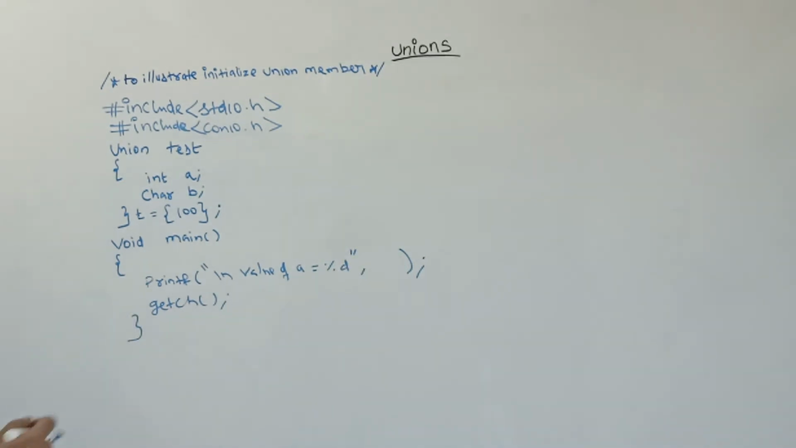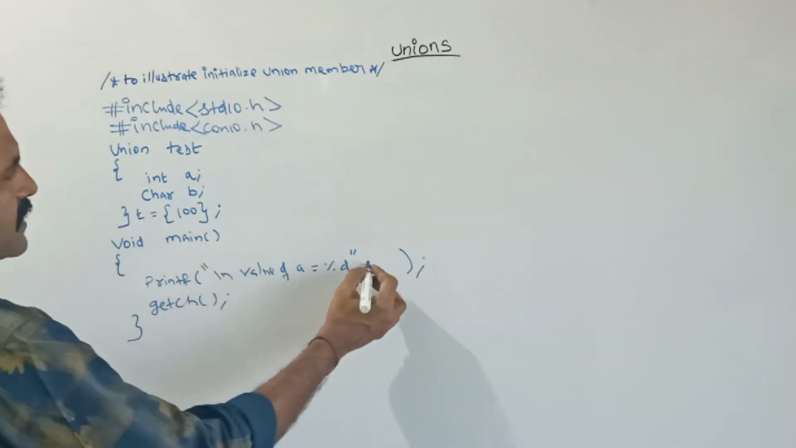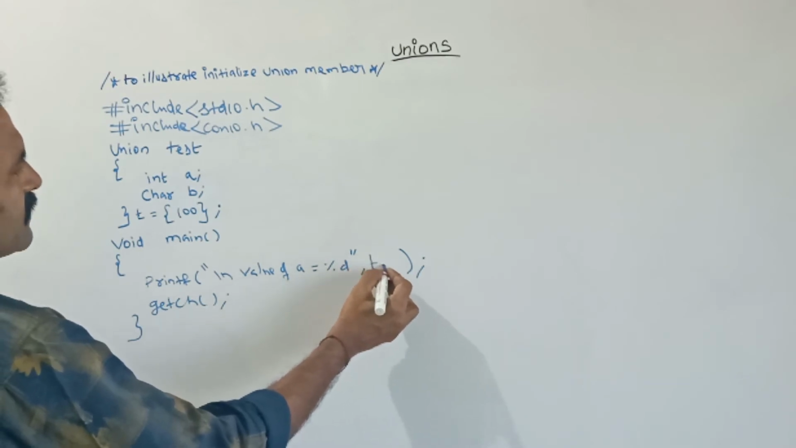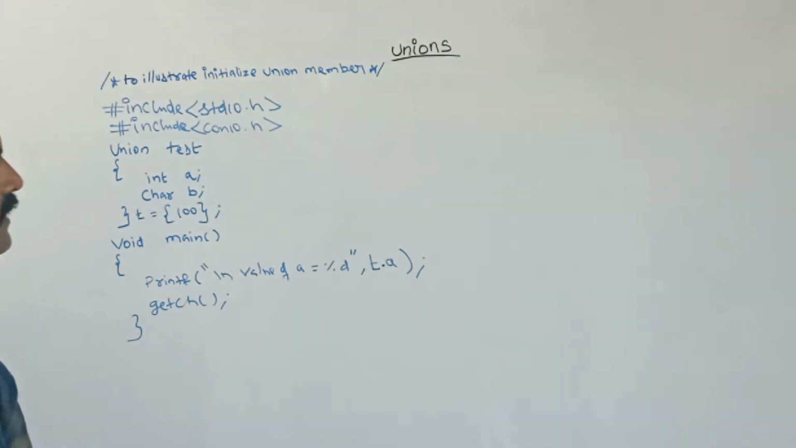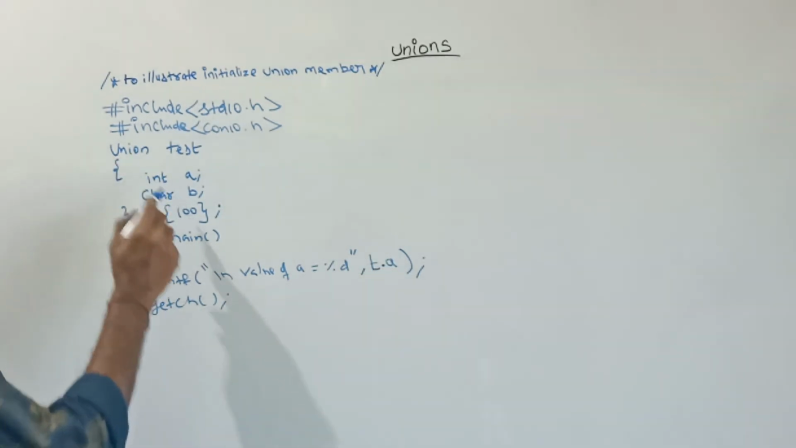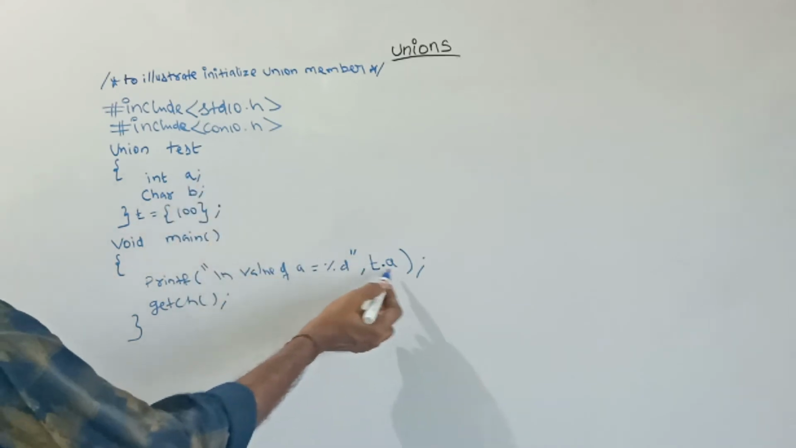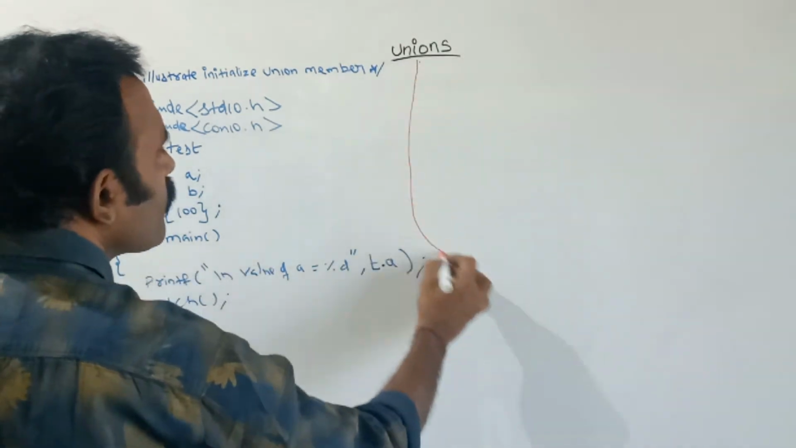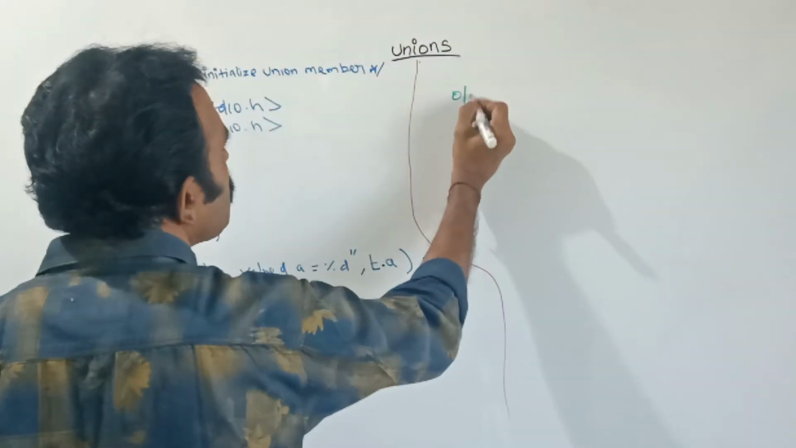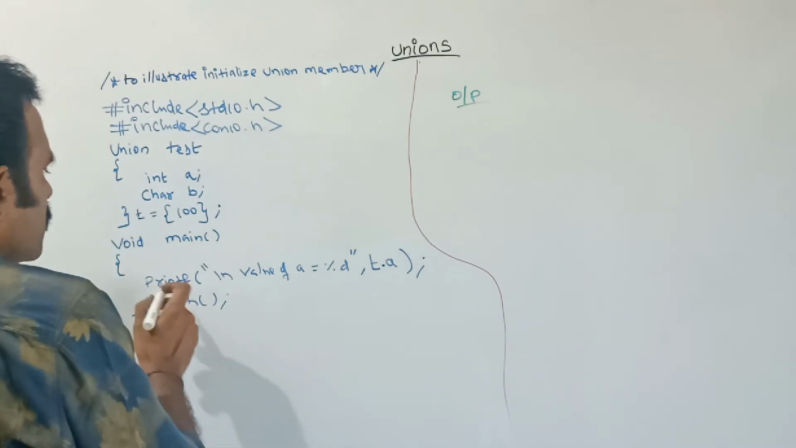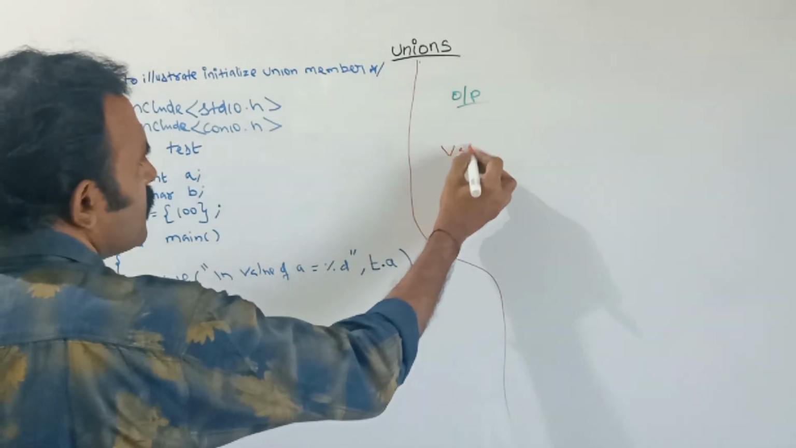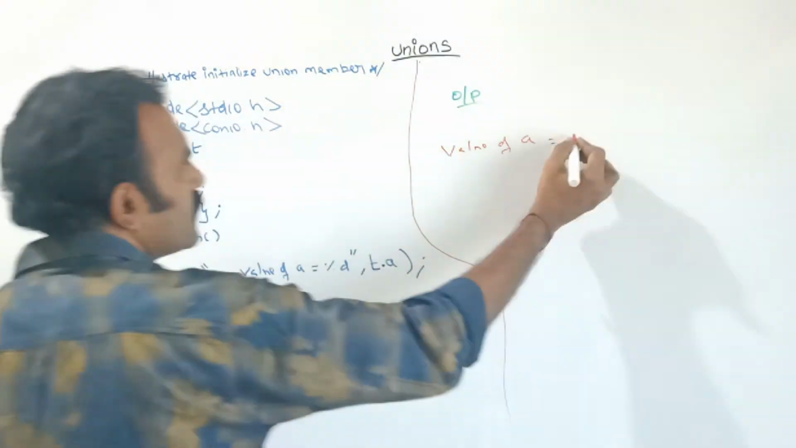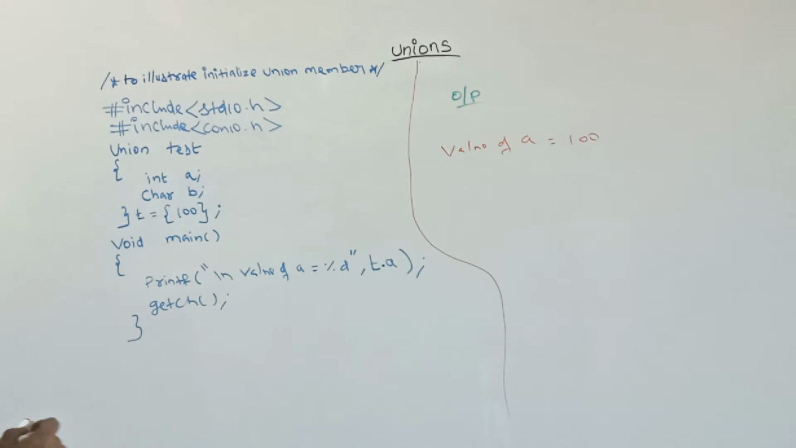Very first you should use the union variable name. What is the union variable name? The union variable name here is t. Next after that, dot, the member name. Inside this union there are two members. I am telling it to print the value of A. So what will be the output? In the output it will print like this: value of A is equal to, how much have we initialized? 100. So the result will be like this.